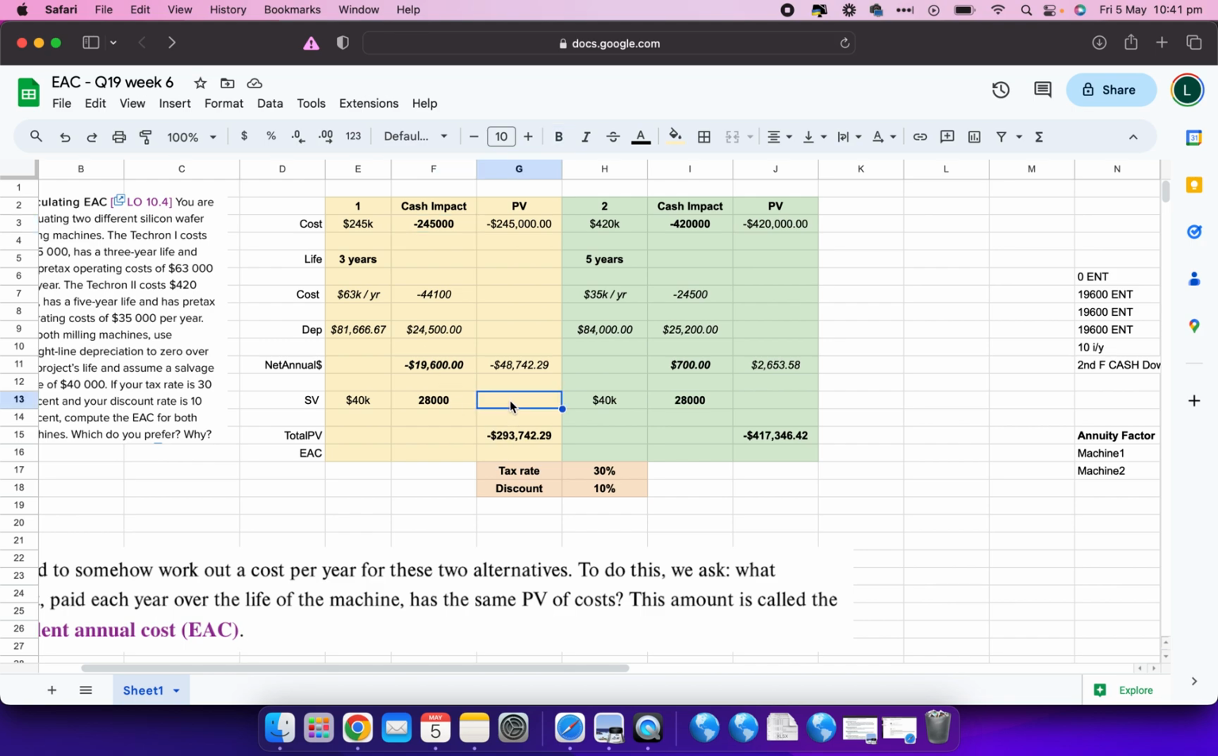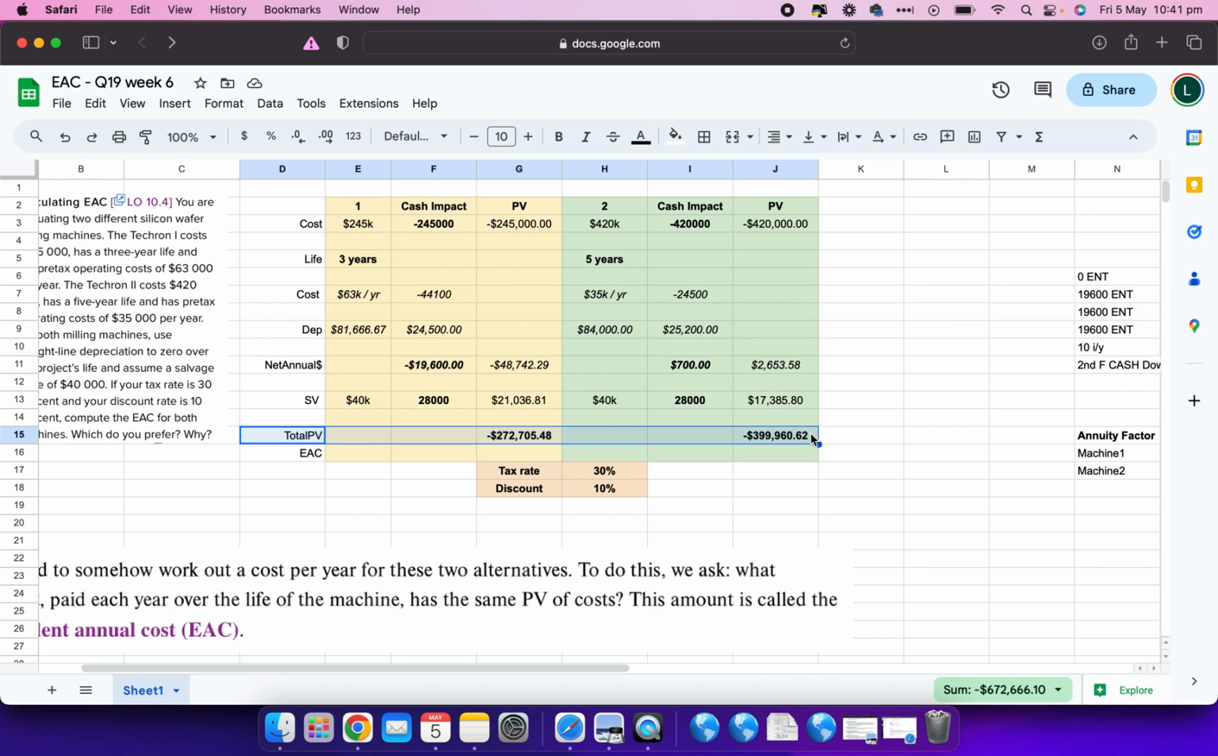Okay, then we've got to do our final PV calculation. Now this one is super simple. All we go is 28,000 divided by 1.1 to the power of 3, because we have 3 years there. And then over here, only difference is that it's divided by 1.1 to the power of 5 years, because that's the life. And then now I've done my Excel formula, which is wonderful, and it's calculated it for me. So this is the total PV of both projects.